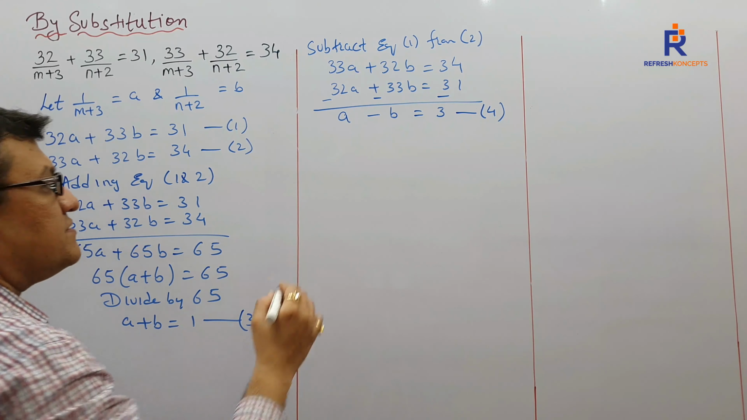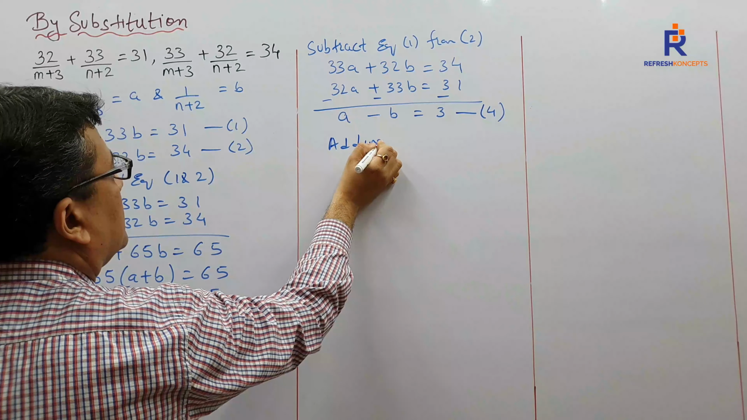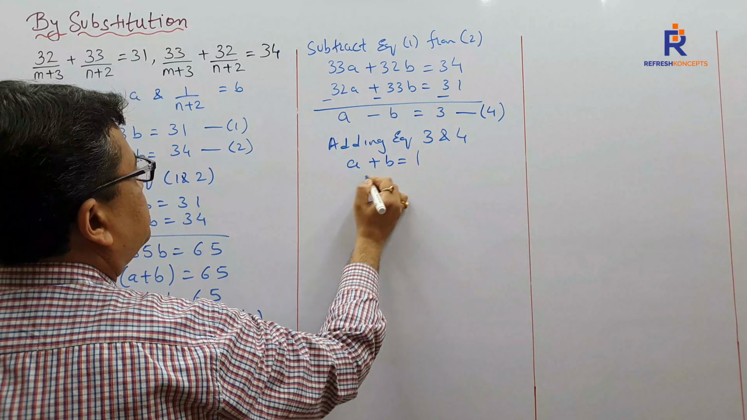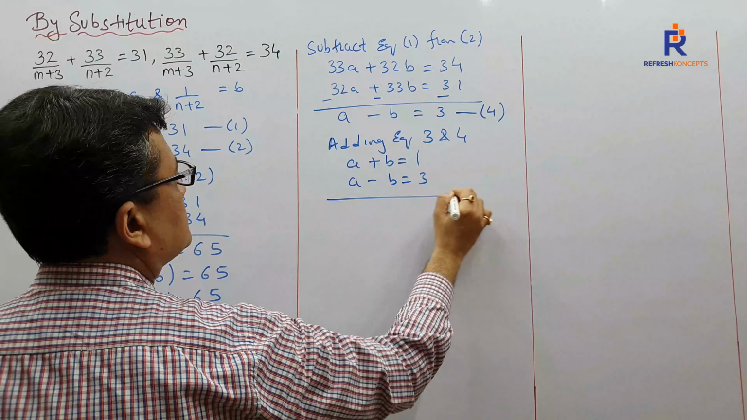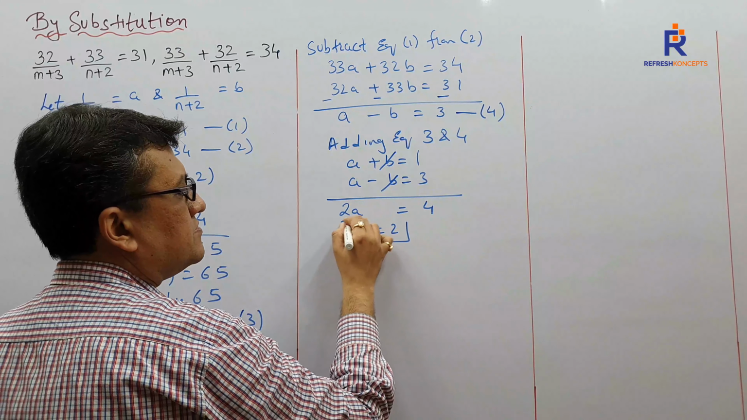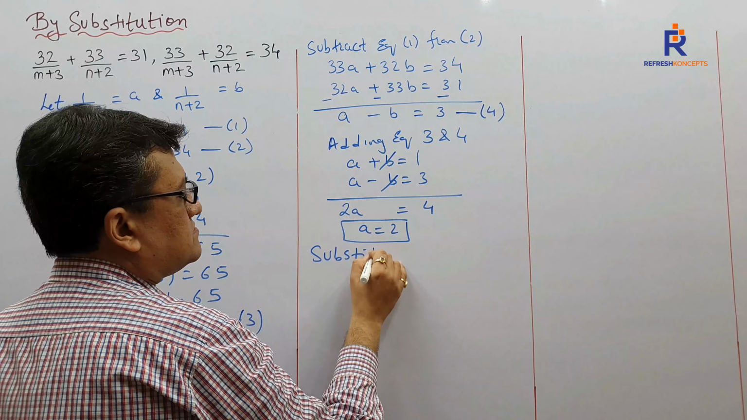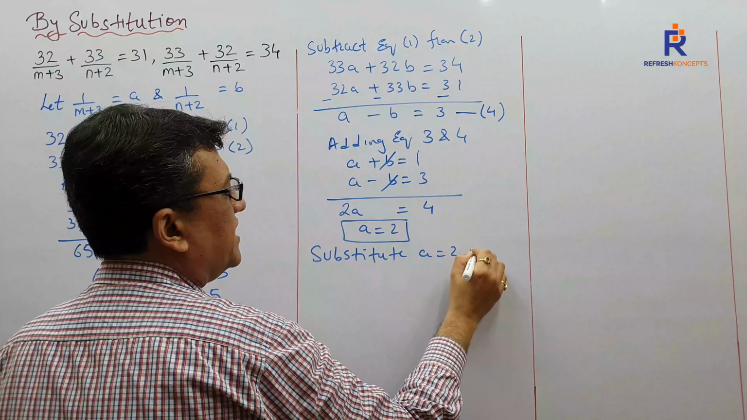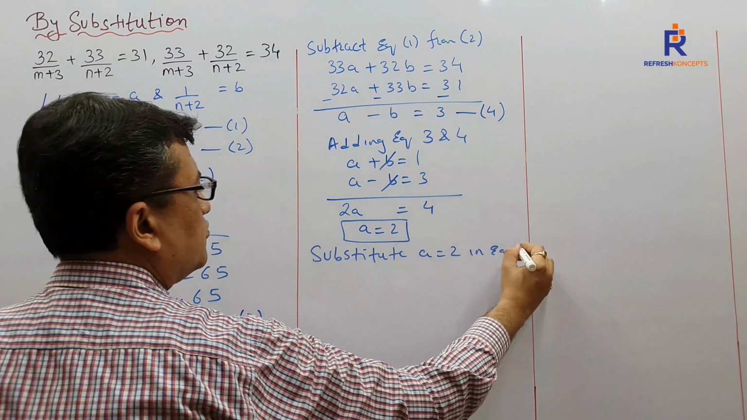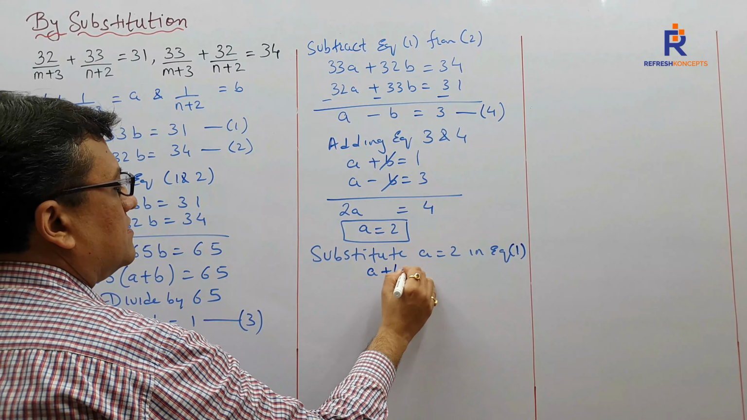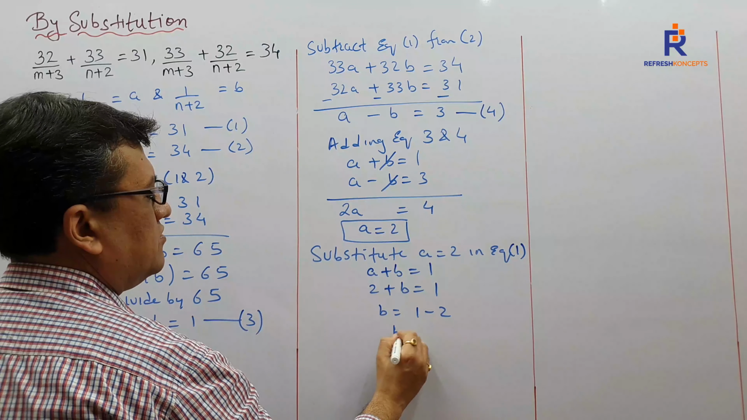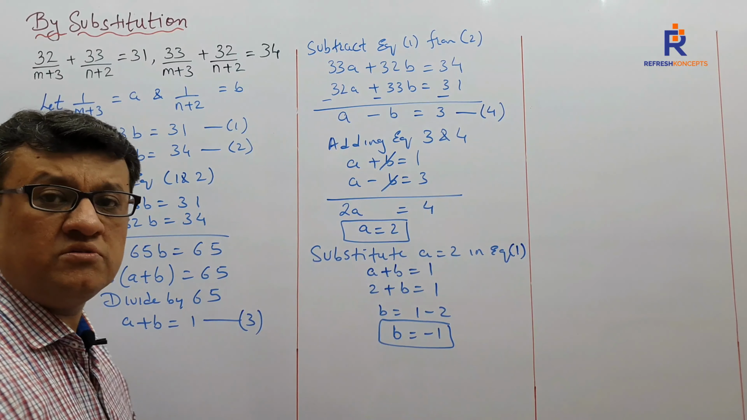Now, can I go for addition? Adding equations 3 and 4, b gets cancelled off. 2a is equal to 4, so a is equal to 2. Substitute a equals 2 in an equation. In add, subtract, add, we can go with either 3 or 4. Equation 3: a plus b is 1. 2 plus b is 1. b equals 1 minus 2. b equals minus 1.